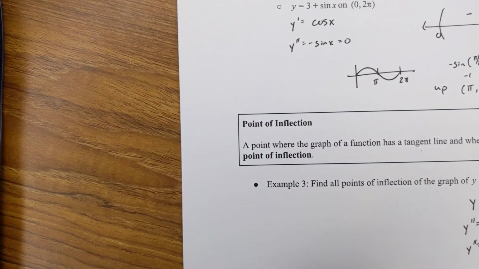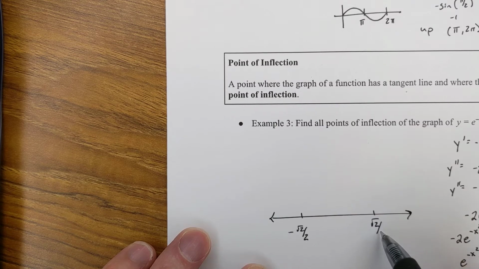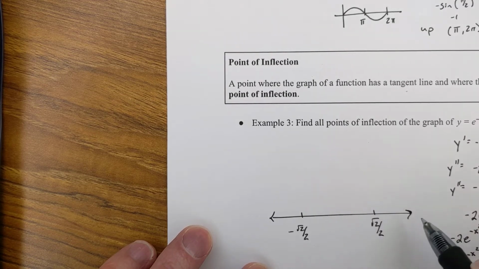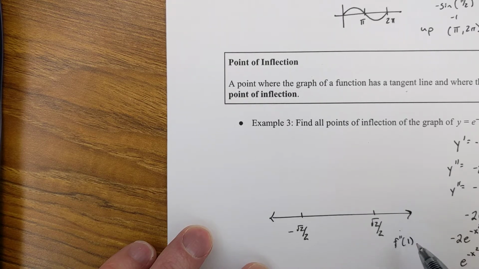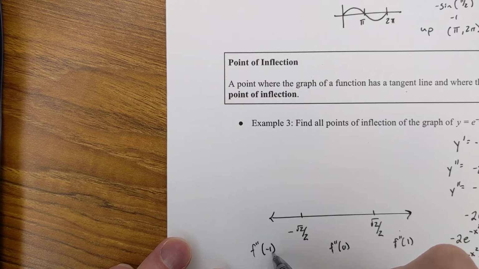So my number line, I would mark off negative root 2 over 2, oops, off the screen, and positive root 2 over 2. And then choose values. For example, I could put 0 in. This root 2 over 2 is about 0.7. So I can do f double prime of 1, f double prime of 0, f double prime of negative 1.